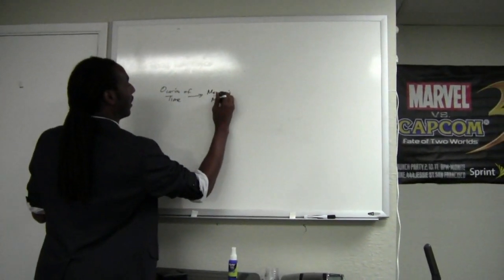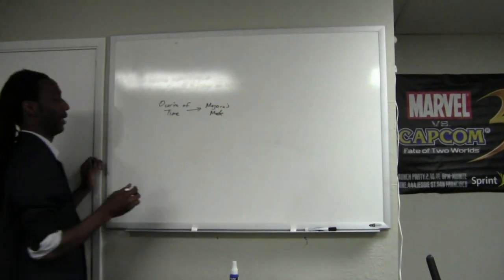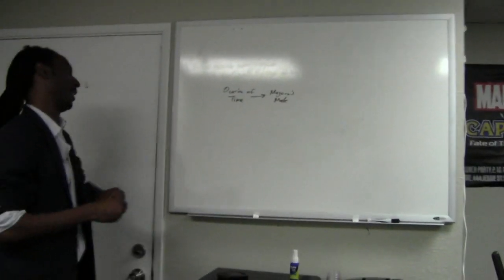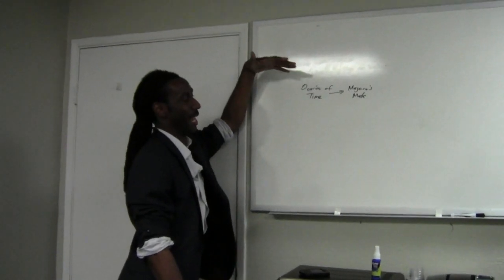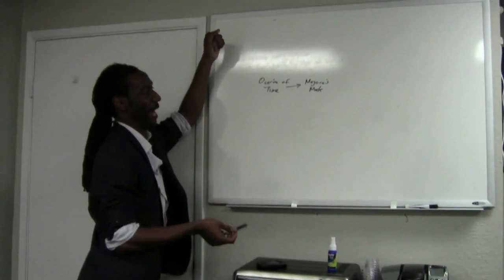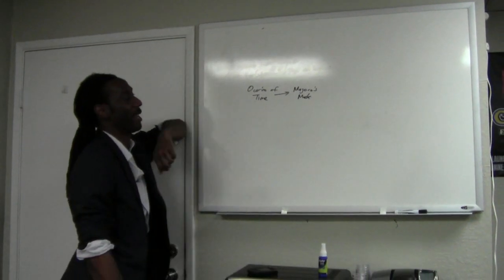Majora's Mask is technically a side story, because it happens when he goes back in time. No, it's not. He turns back into a little kid at the end of Ocarina of Time, and after that he does the Majora's Mask adventure. But I thought that was an alternate timeline to Ocarina of Time. Yeah, some people think that, but no.